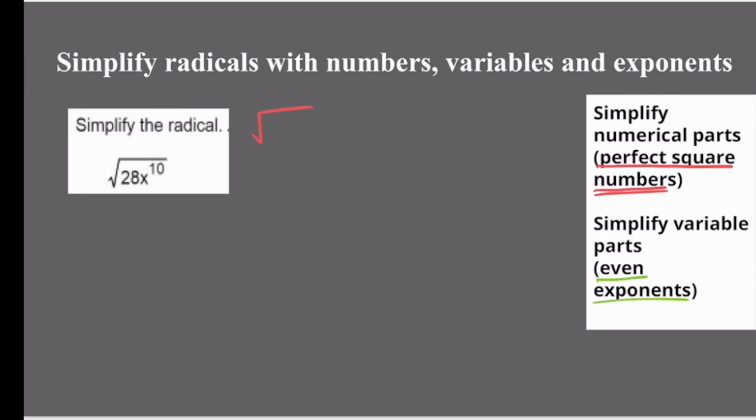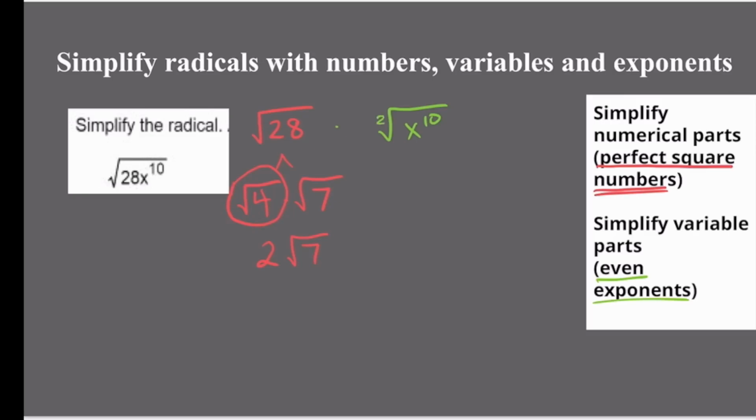So if we simplify the square root of 28, then we're going to simplify the square root of x to the 10th power. The largest perfect square that is a factor of 28 is 4. So I can write that as radical 4 times radical 7. The square root of 4 is 2. That's perfect. So I would write that as 2 radical 7.